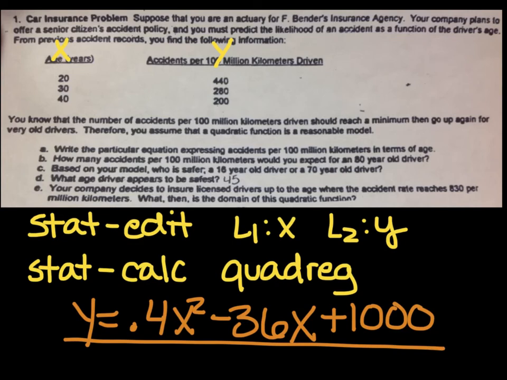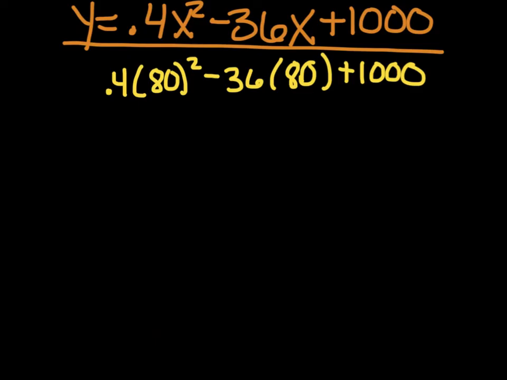B says, how many accidents per 100 million kilometers would you expect for an 80-year-old driver? So what we can do now is just plug 80 in for x. And when we do that, we come up with 680 accidents per 100 million kilometers driven.